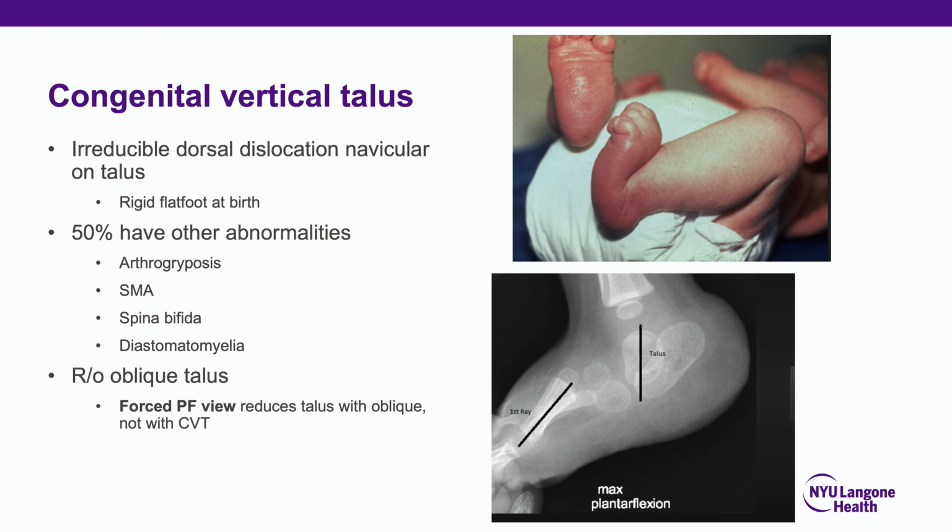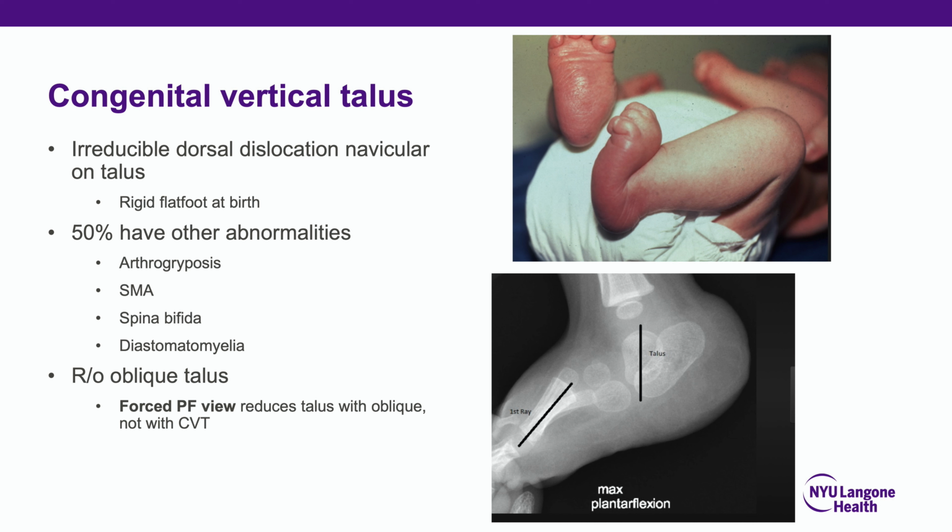Congenital vertical talus is often thought of as the opposite deformity of a clubfoot. It's an irreducible dorsal dislocation of the navicular on the talus. Typically, these babies are born with a rigid flat foot. You can sometimes see a rocker bottom deformity. 50% of these children will have other abnormalities.